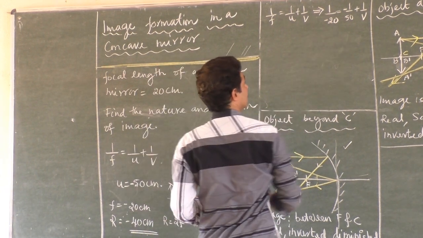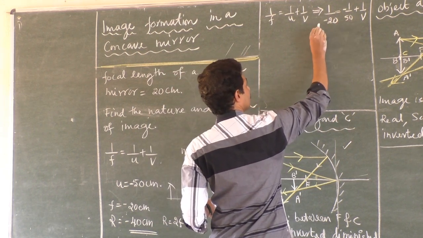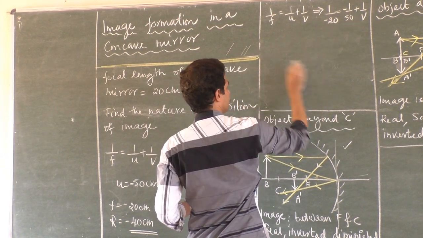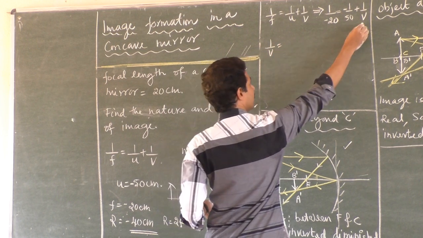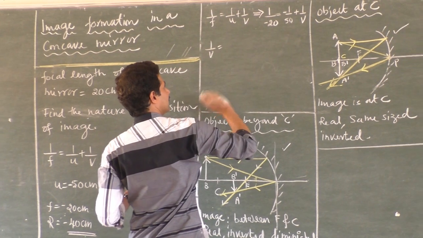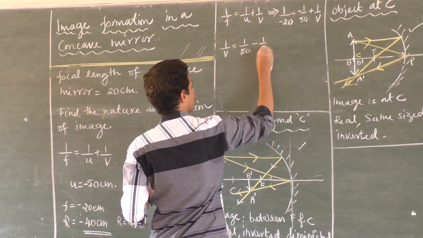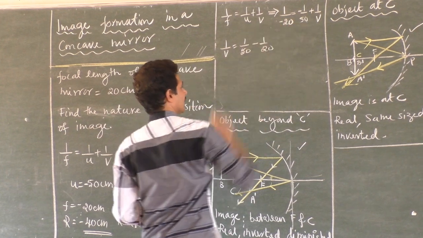Okay, so what is V? V should be negative. This minus 1 by 50, I will take it to the left hand side. It becomes plus 1 by 50. So what is 1 by V? 1 by V, I will keep it here only. Minus 1 by 50 will be taken here. So 1 by V is equal to plus 1 by 50 minus 1 by 20. This 1 by 50 is taken here.